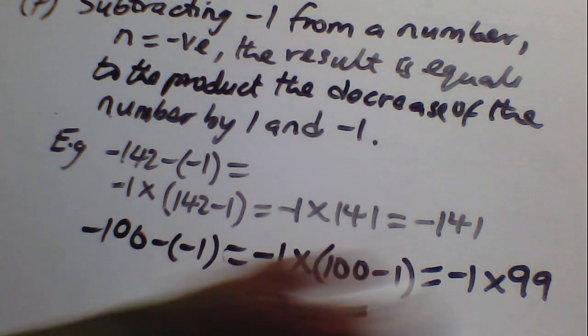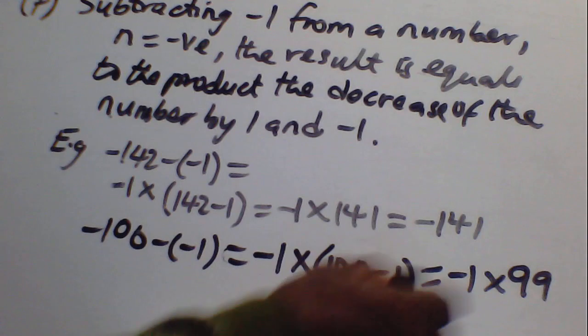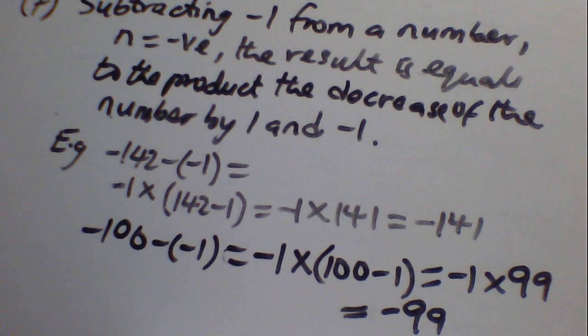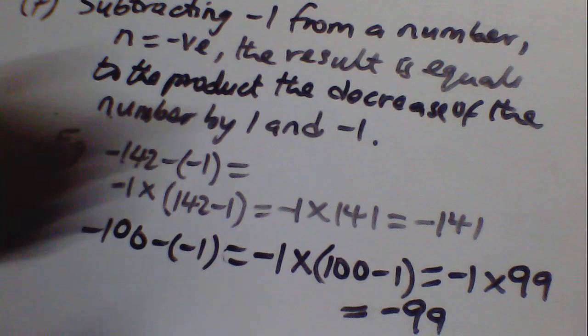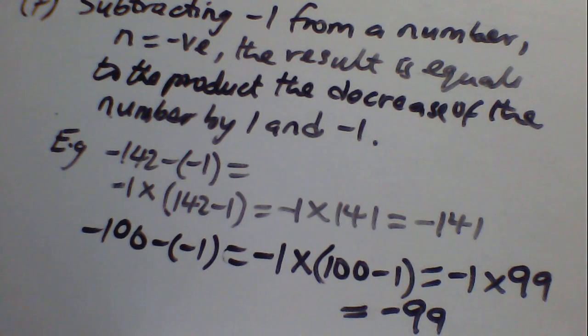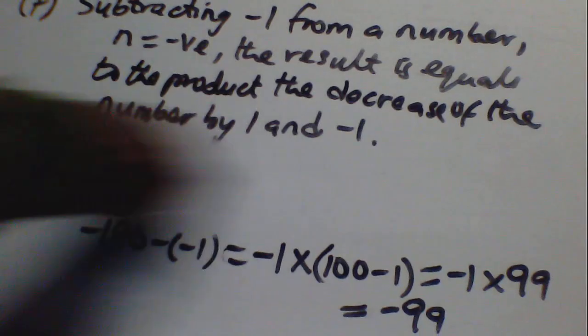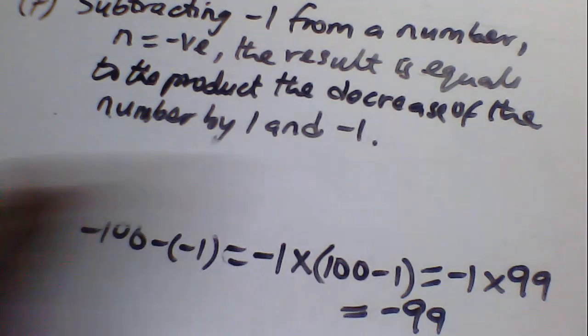And this gives us what? Minus 1 times 99 will give us minus 99. So you have seen that this is also true for variables. The statement is also true for variables.